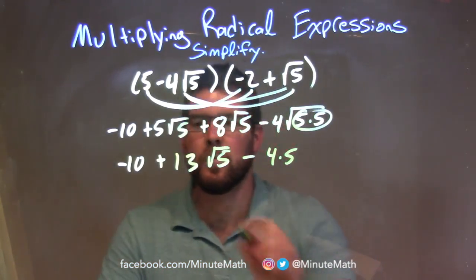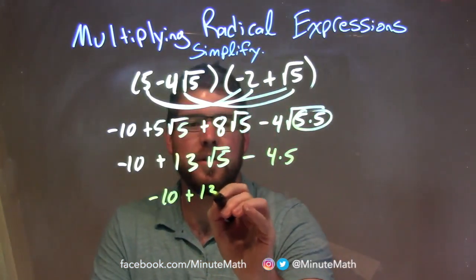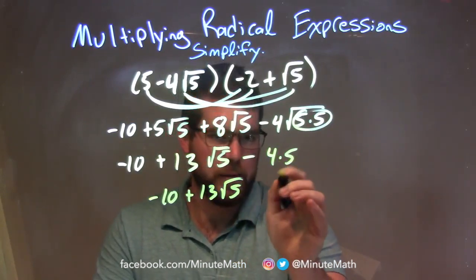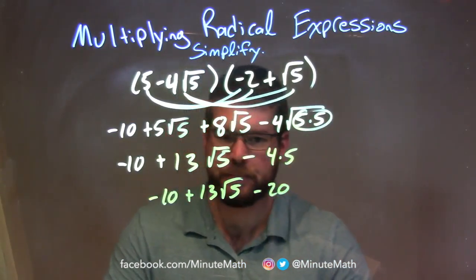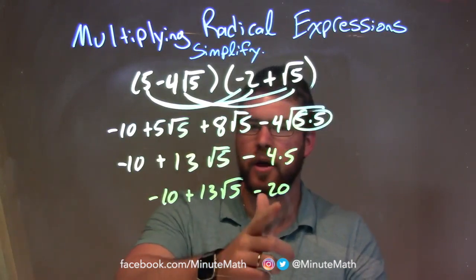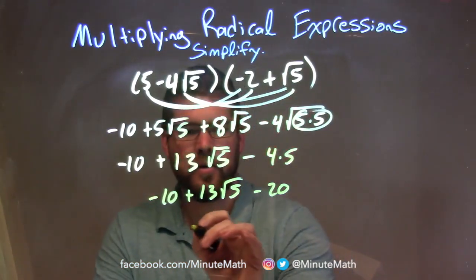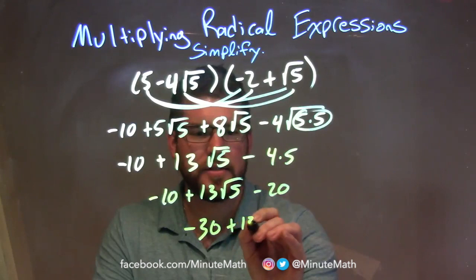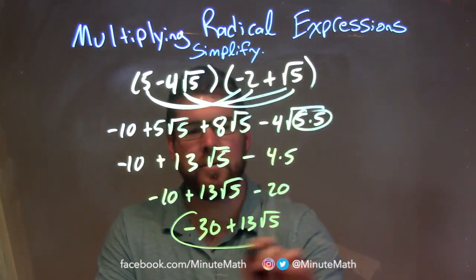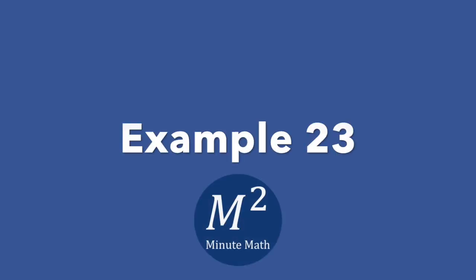So we can simplify this a little more. We have a negative 10 here plus 13 square root of 5, and then 4 times 5 is 20. So we have minus 20 right there. We can combine that with the minus 10 to be minus 30. And so we have minus 30 plus 13 square root 5, and that is our final answer.